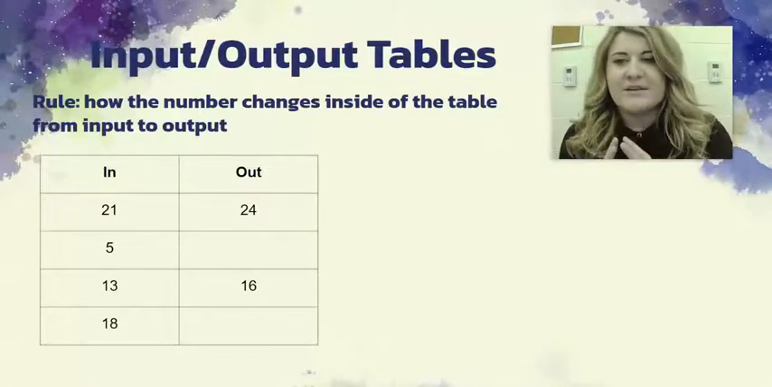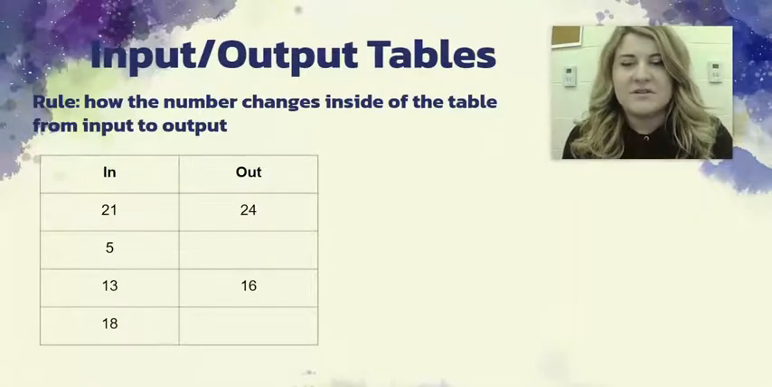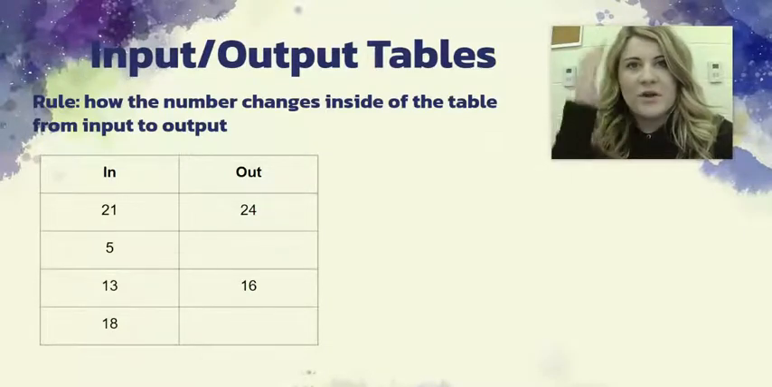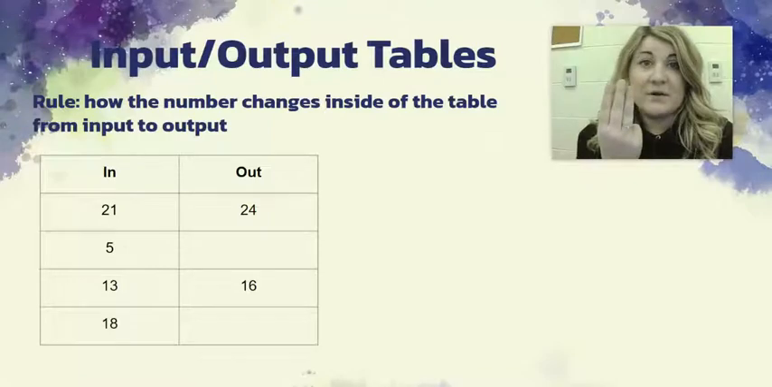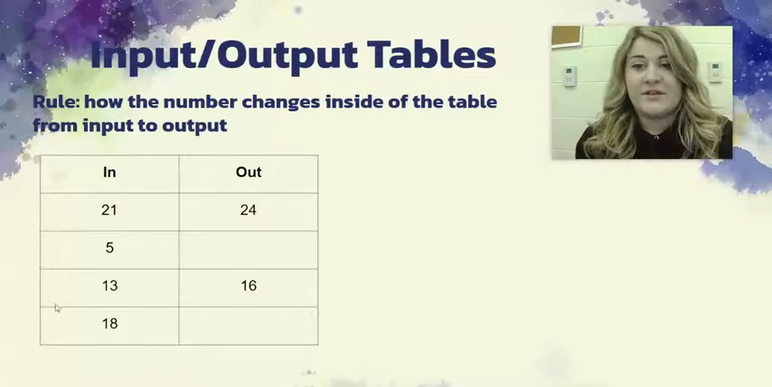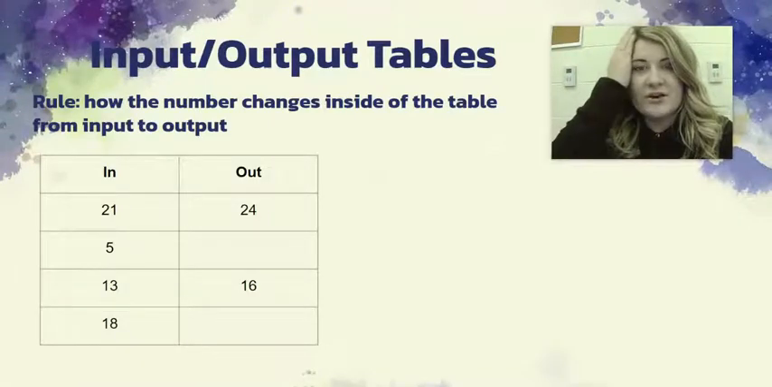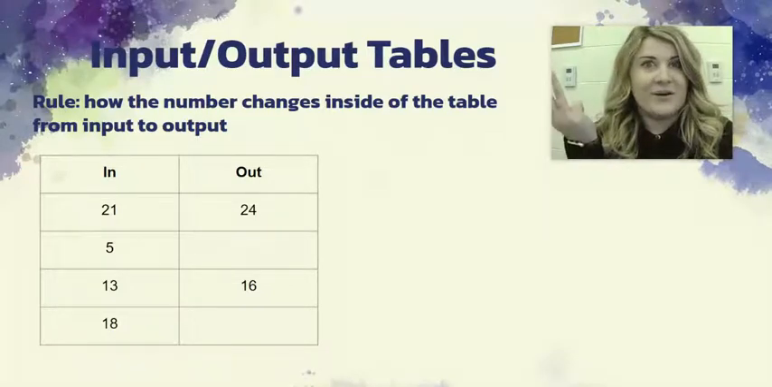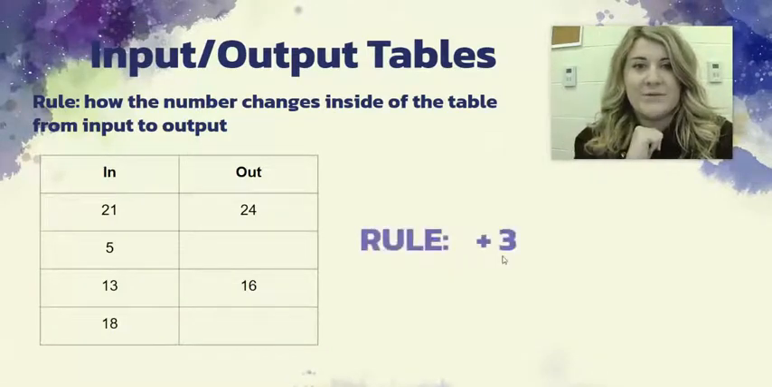So we always want to start out with an adding or subtracting rule, just trying to figure out which way. Since it's getting bigger, that means that I'm adding to it. So we're going to try an adding rule and see if that works. Let's see how many it takes to get from 21 to 24. 21, 22, 23, 24. It took plus 3 to get from 21 to 24. Let's see if the rule plus 3 works for 13 to get to 16. 13, 14, 15, 16. It worked. So our rule here is plus 3.